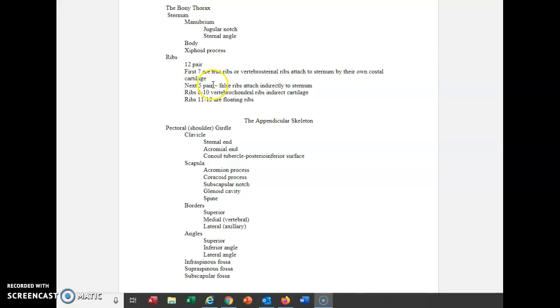The next 5 pair are called false ribs, and they attach, as it says, indirectly to the sternum. And then out of those 5 pair, ribs 8 through 10 are called vertebrochondral, and ribs 11 and 12 are called floating ribs. So floating ribs are included in false ribs, but the false ribs also have pairs 8 through 10 that are not considered floating ribs. So let's look and see what we mean by that.